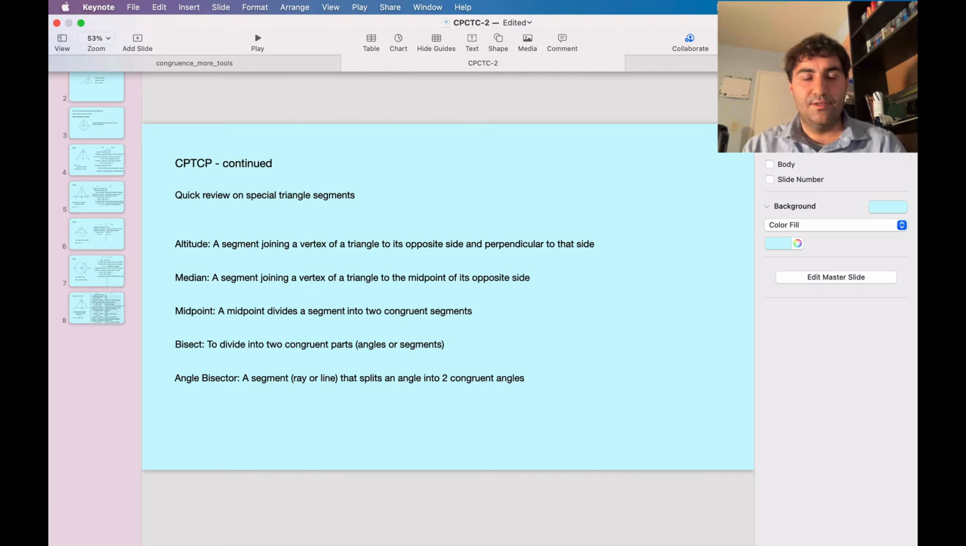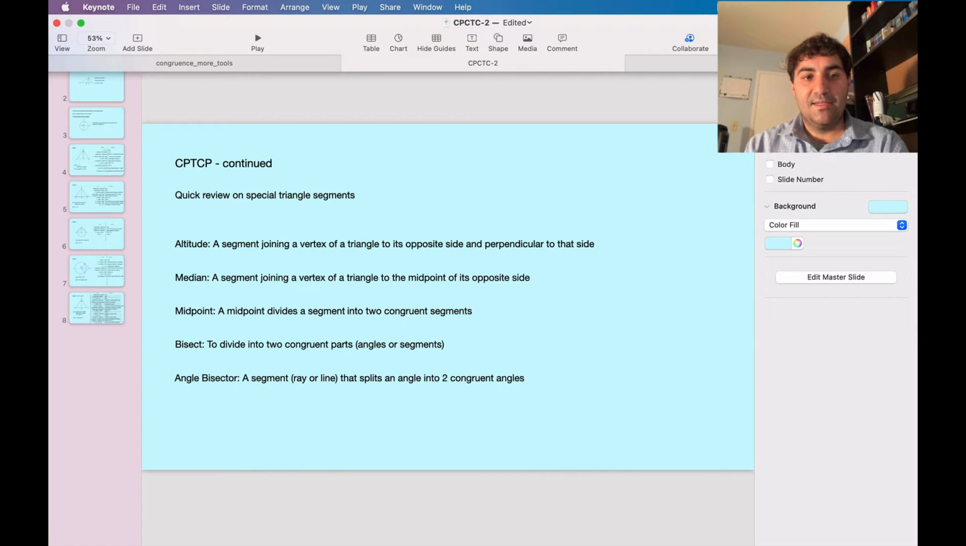So an altitude of a triangle is a segment joining the vertex of a triangle to the opposite side and perpendicular to the opposite side. A median is a segment joining a vertex of a triangle to the midpoint of its opposite side. A median divides a segment into two congruent segments.